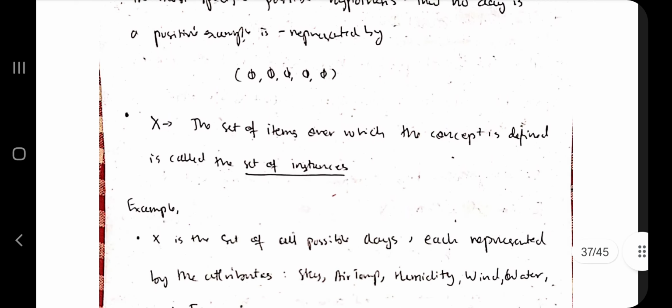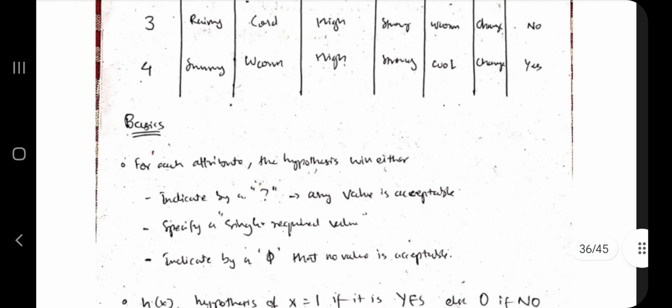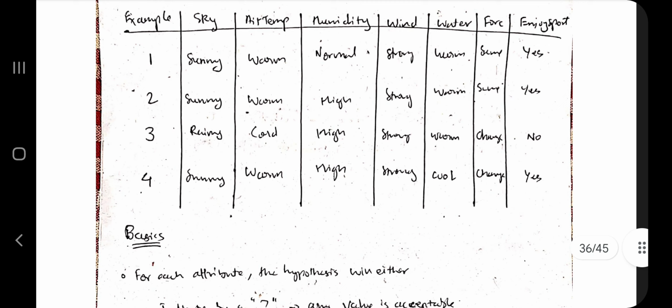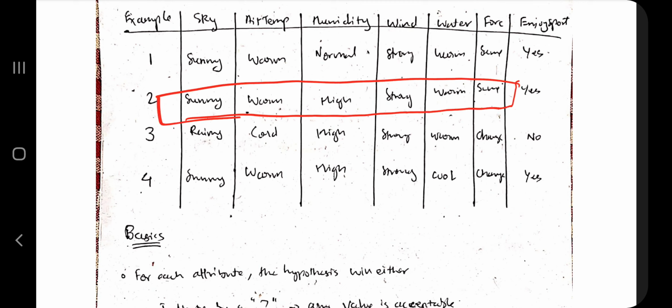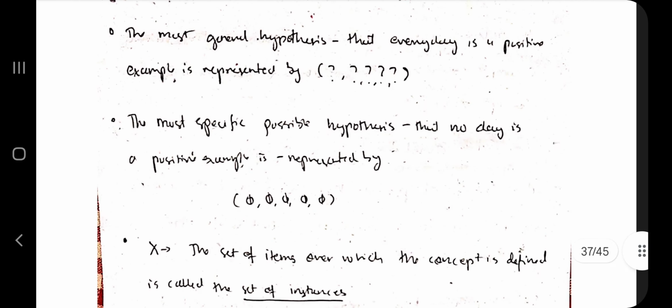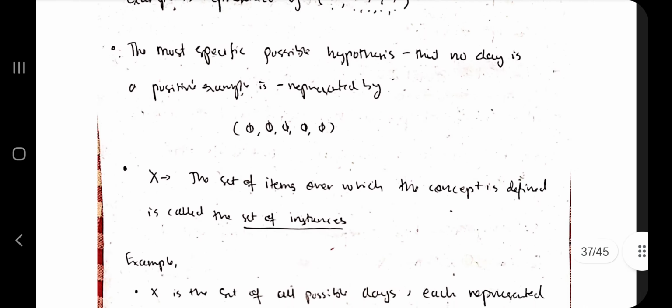Then what is X? X is the set of instances. Set of instances means how many possible days are there, each instance. For example, one of the instances can be sunny, warm, high, strong, warm, and same. This is one instance. Like that I can replace this with cold. I can replace this with weak. Like that, how many instances can happen? That is called instances. X is the set of all those instances.